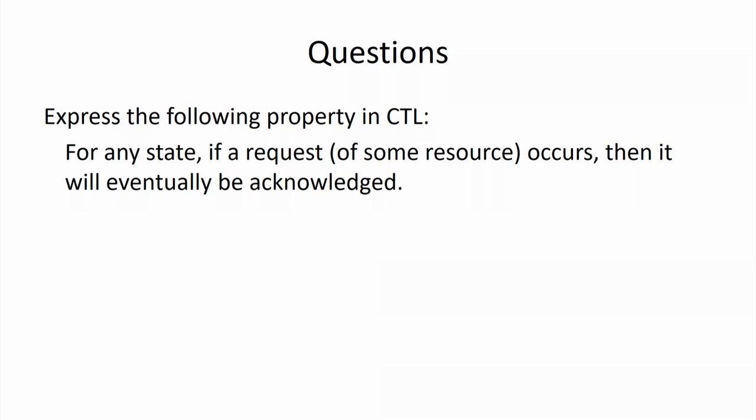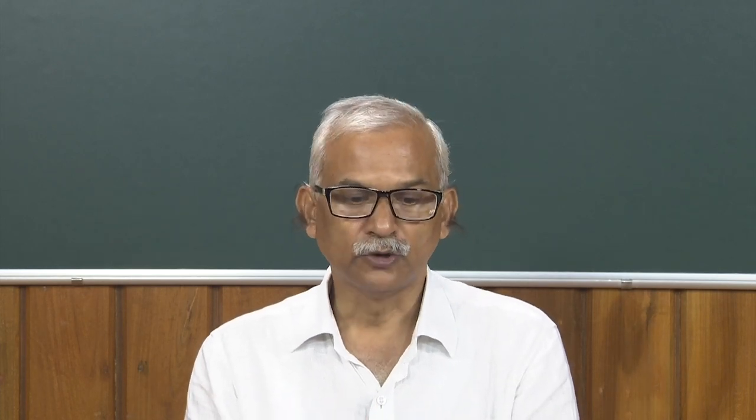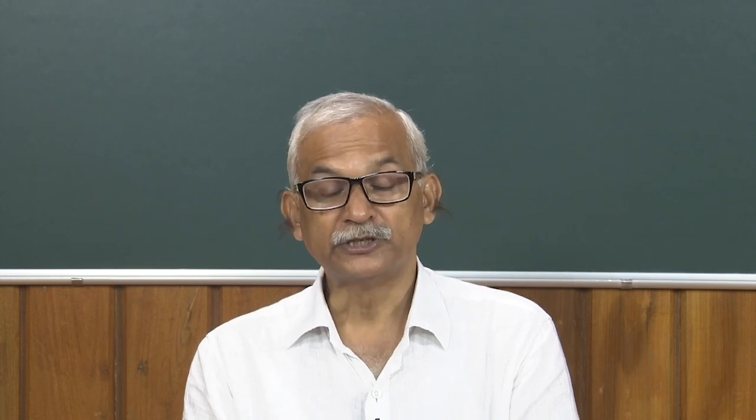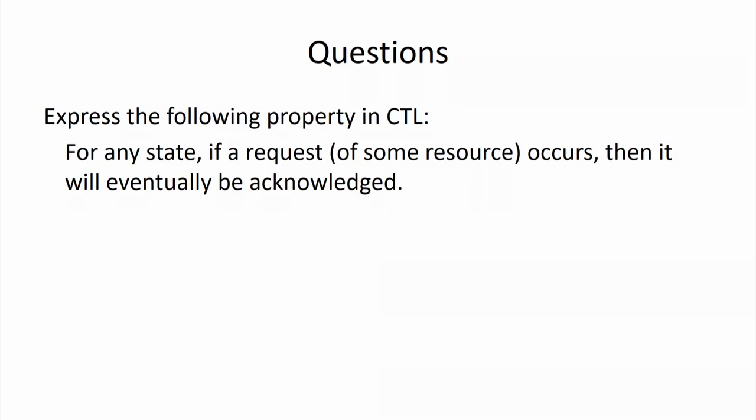Another one: for any state, if a request for some resource occurs, then it will eventually be acknowledged. Okay. So, in a system it happens. A request for some resources, if it is available, then it will be granted eventually. So, for any state, if a request for some resource occurs, then it will eventually be acknowledged. Now, how are we going to represent this particular property formally in CTL?